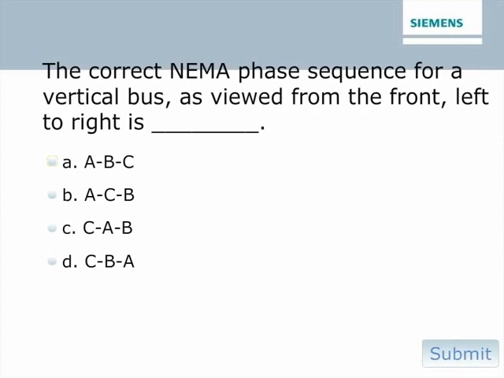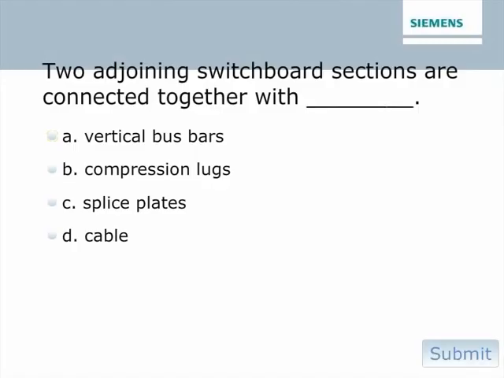Question 5. The correct NEMA phase sequence for a vertical bus as viewed from the front left to right is blank. Is it A, ABC, B, ACB, C, CAB, or D, CBA? Question 6. Two adjoining switchboard sections are connected together with blank. Is it A, vertical bus bars, B, compression lugs, C, splice plates, or D, cable?